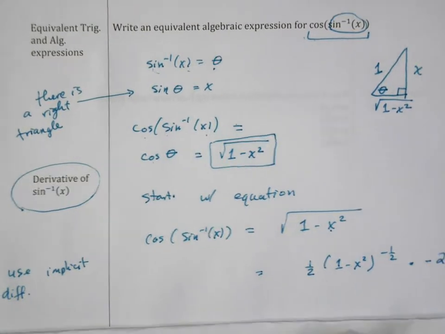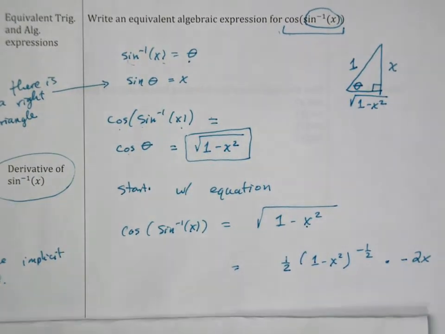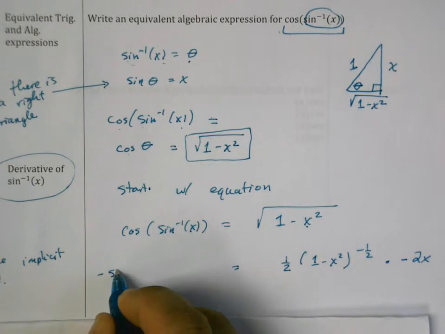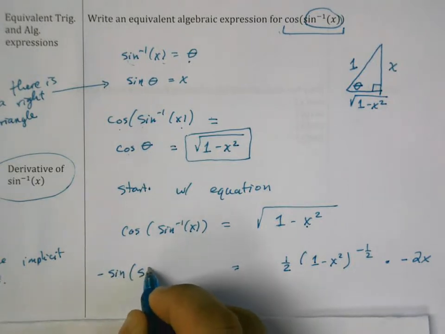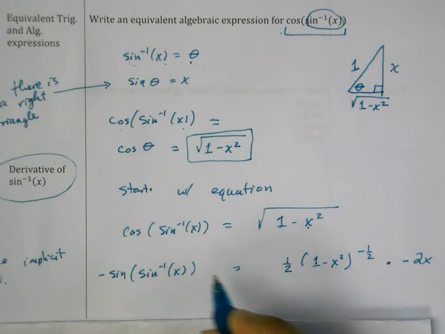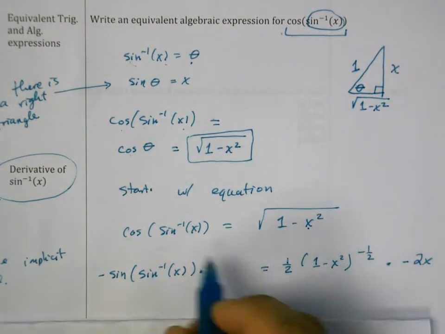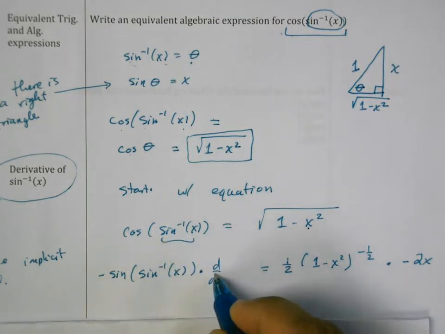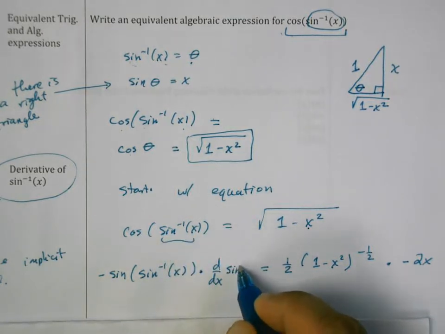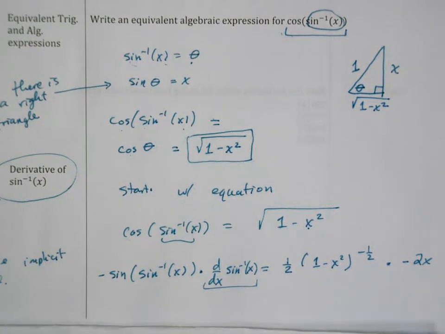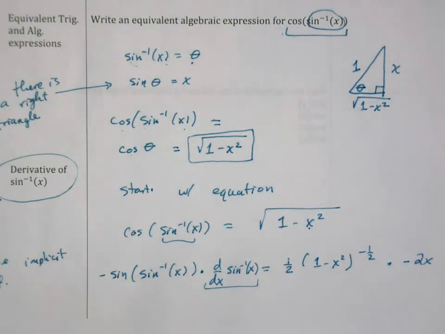So there's going to be some simplifying that happens there. Over here, what we have is the derivative of the outside function, which is negative sine of the sine inverse of x, times, and this is the key part here, the derivative of the inside function, d dx of sine inverse. And we don't know what this is, and that's okay. We have enough now for us to solve. So let's do some simplifying now.